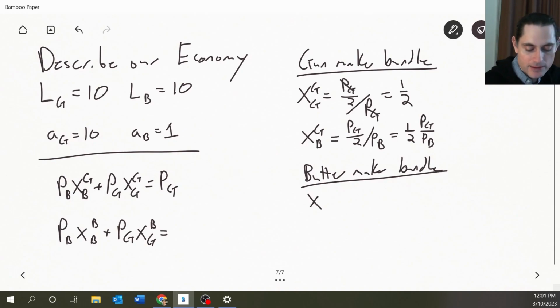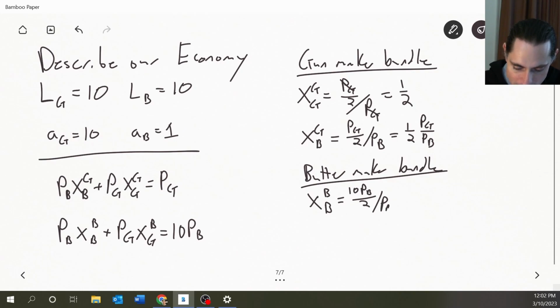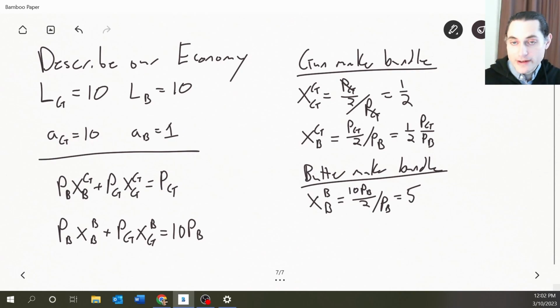Well, they have 10 units of labor, and it takes 1 unit of labor to make a unit of butter. So they're actually going to get 10 times the price of butter, right? They can make 10 units of butter, okay? And we know they're going to spend half on each of the goods, right? So let's start with X, maybe B, okay? So that's going to be 10 PB divided by 2, that's the amount that they're spending on butter, divided by PB, okay? So the PBs cancel out, and we end up with 5. So the butter maker gets 5 units of butter.